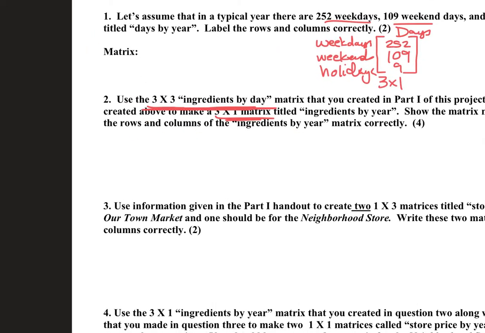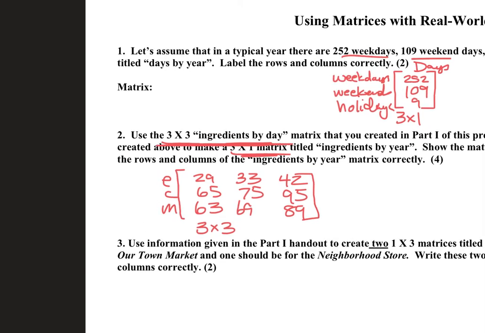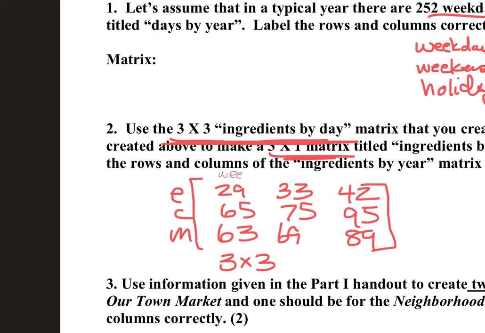So we're going to come over here, we're going to set our 3 by 3 up from the first page, and the ingredients by day. Okay, so we got that there. I'm just going to copy down those numbers, the ones right from the bottom of the first page there. 42, 65, 75, and 95, and then we had 63, 69, and 89. And I'm going to say E for eggs, C for cream, and M for milk, just to kind of shorthand this. And then, of course, don't forget this was the weekdays, weekends, and holidays.